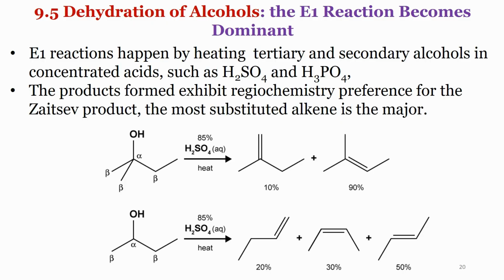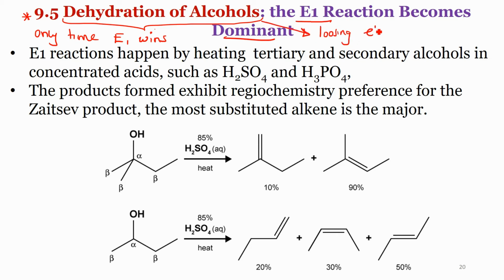What's coming up? Now, this is where E1 will always win. E1 will always win in dehydration of alcohols. In fact, I should say that's the only time E1 wins. We've not been cheering for E1, but this is the time to cheer for it, because it's going to win. Actually, I would expect it should be the only one, no SN1. So whenever you're dehydrating alcohols, you're losing elements of H2O from the molecule. What are elements of H2O? Obviously, you have two hydrogens and oxygen.